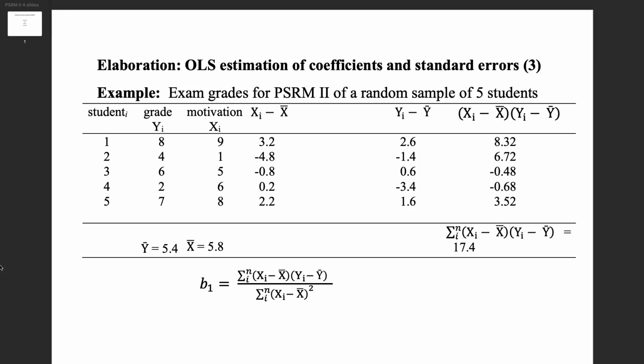What we still need is the bottom of this fraction, the lower part over here. And how do we do that? Well, xi minus x bar squared. So the squared deviation scores for x, we need to find them, and then we need to add them all up. We already have calculated deviation scores. They are in this column for x. So what we do is get the squared deviation scores, which is just squaring these numbers, so multiplying them by themselves. So 3.2 times 3.2 works out to 10.24.